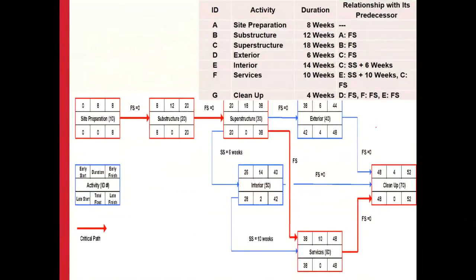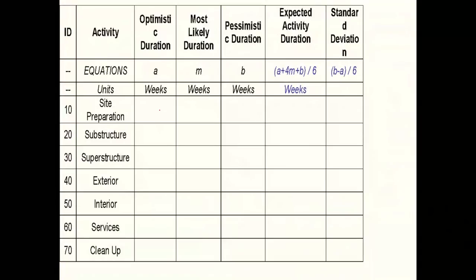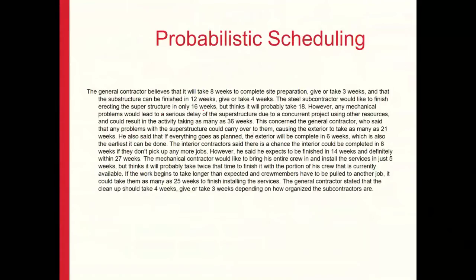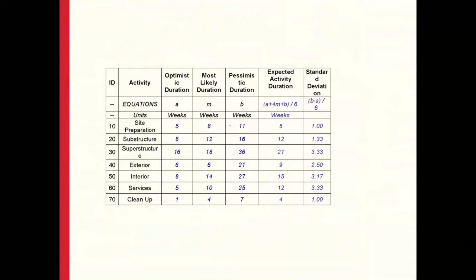We also did this example where we calculated the forward pass and the backward pass, which helped us calculate the early start and the late start timings. So these were the problems from the previous problem sets, and this problem, just to remind, was for PERT scheduling, where time brackets were given, and your challenge was to convert it into expected activity duration.